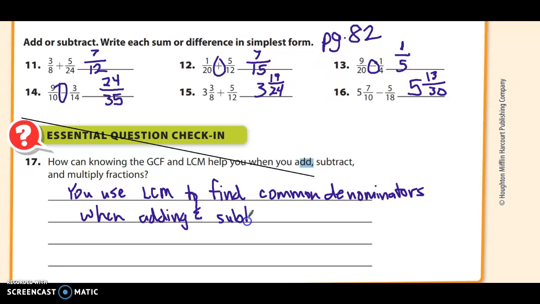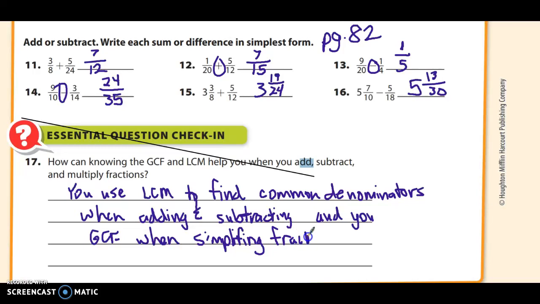And then how to use GCF. And you use GCF when simplifying. You simplify by dividing by the GCF when simplifying fractions. That's a really good answer. Let's reread it and make sure it makes sense. You use LCM to find common denominators when adding and subtracting, and you use GCF when simplifying fractions. All right, good job. We are done with page 82.